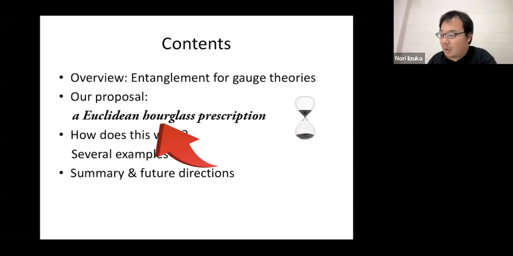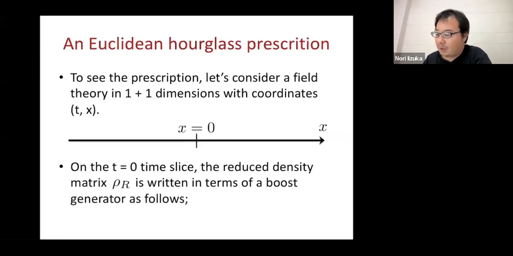Okay, but you may wonder why you want to do such a thing in order to calculate the entanglement on flat space. So I just give the illustration why formally you may think that this quantity is related to the entanglement entropy. First I give you the motivation, which is a very formal argument, but you see why I'm interested in it. To see the prescription, again, let's consider the simplest example, 1+1 dimensional space with coordinates t and x. On the t equals 0 time slice, we want to calculate the entanglement entropy, and this is totally flat space.